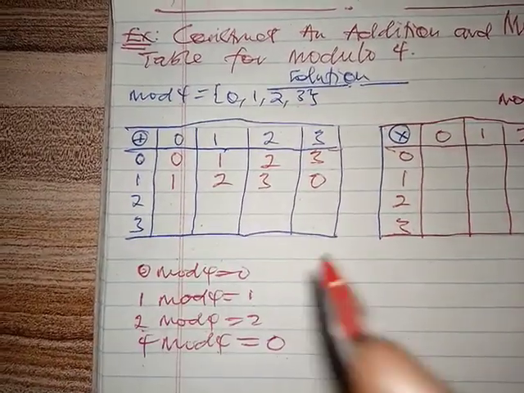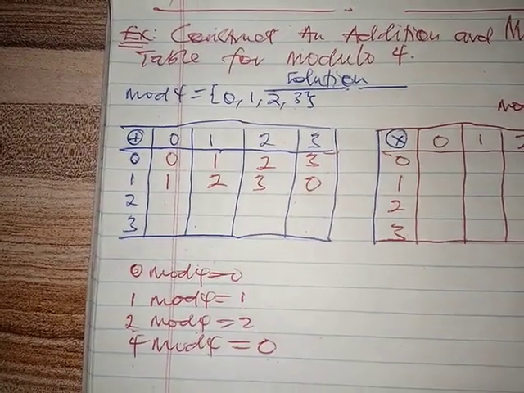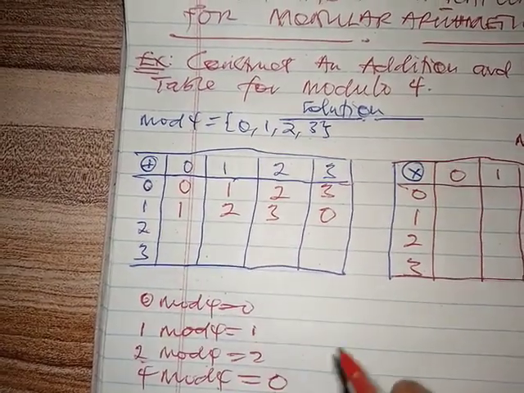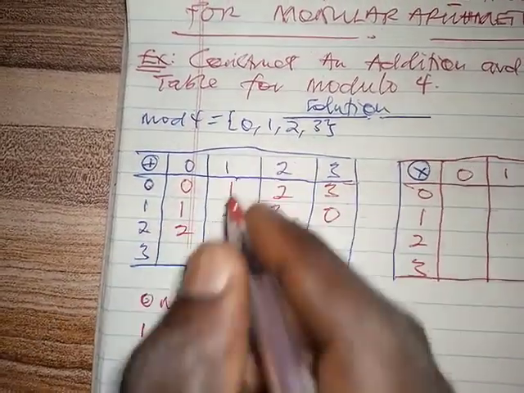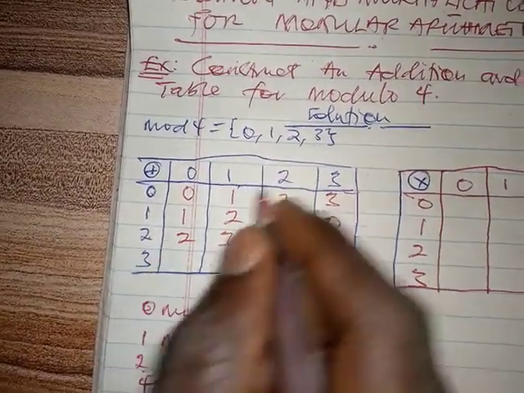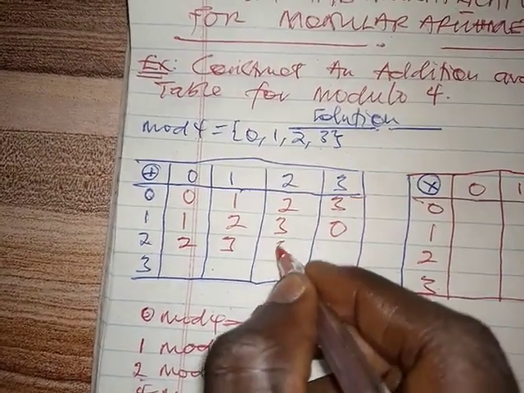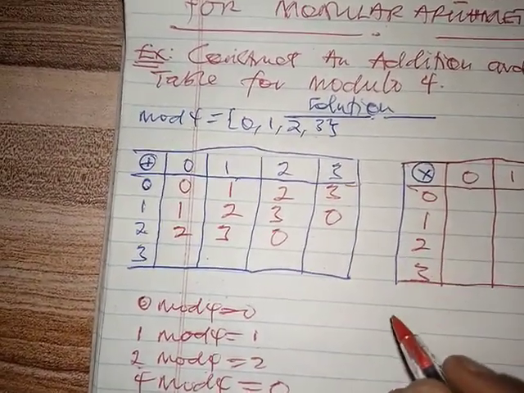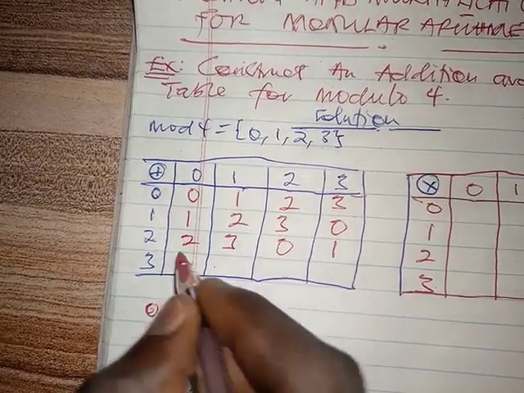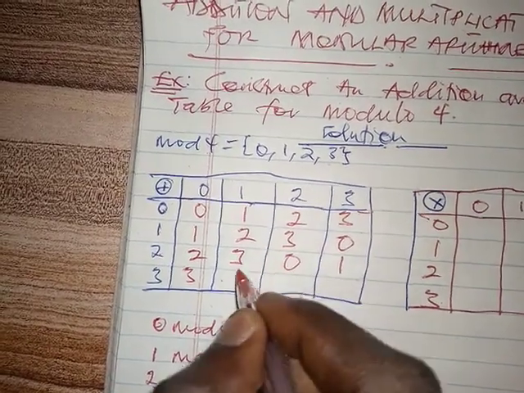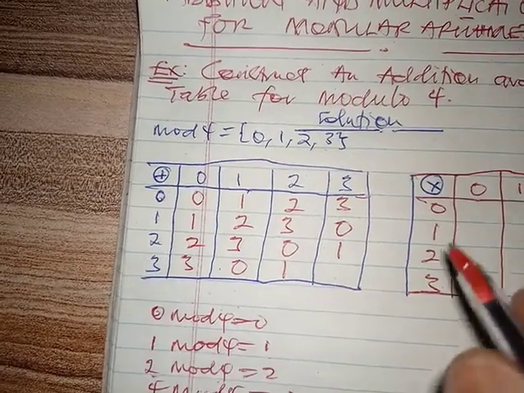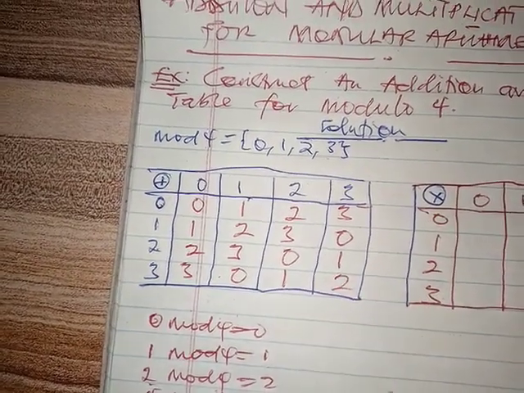Unlike ordinary division where you write the quotient and the remainder, for modular arithmetic we write only the remainder as our answer. 2 plus 0 is 2, and 2 mod 4 is 2. 2 plus 1 is 3, and 3 mod 4 is 3. 2 plus 2 is 4, and 4 mod 4 is 0. 2 plus 3 is 5, and 5 mod 4 is 1. 3 plus 0 is 3, and 3 mod 4 is 3. 3 plus 1 is 4, and 4 mod 4 is 0. 3 plus 2 is 5, and 5 under mod 4 is 1. 3 plus 3 is 6, and 6 under mod 4 is 2.